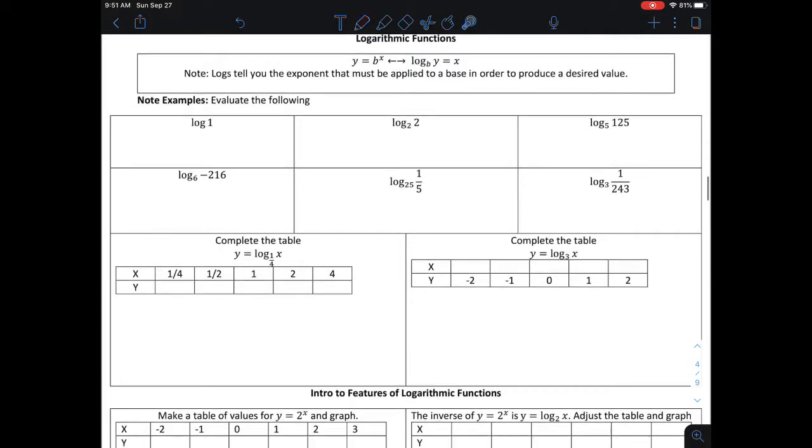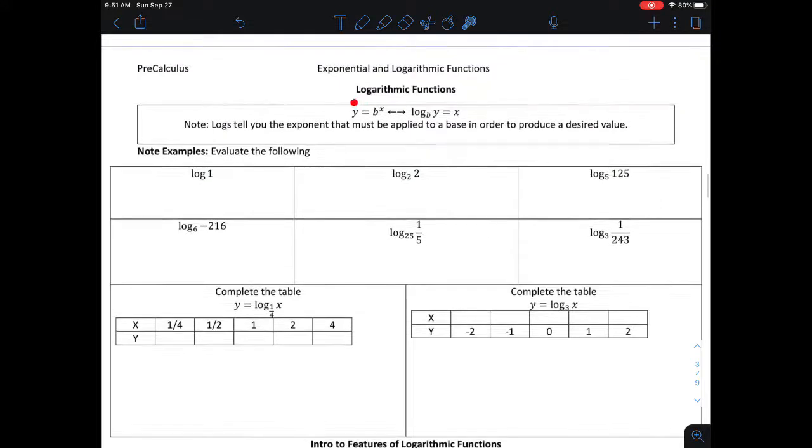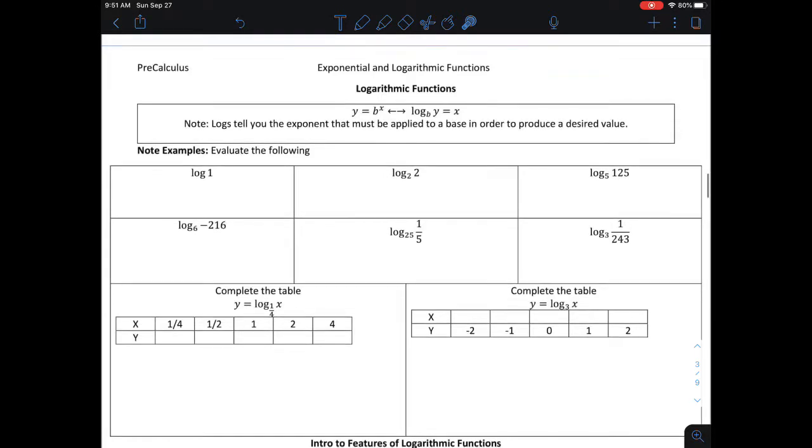Now, logarithms basically tell you the exponent that has to be applied to a base in order to produce a desired output. For instance, if I have the function y equals b to the x power, I could rearrange those variables and write it in terms of a log, because what logs equal is the exponent that has to be applied to the base. So the log is going to equal x, the exponent, and the base of the log is going to be the same thing that had the exponent.